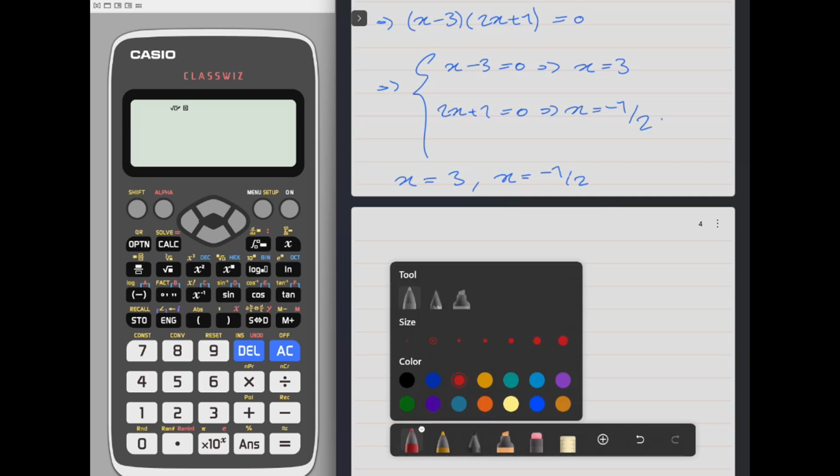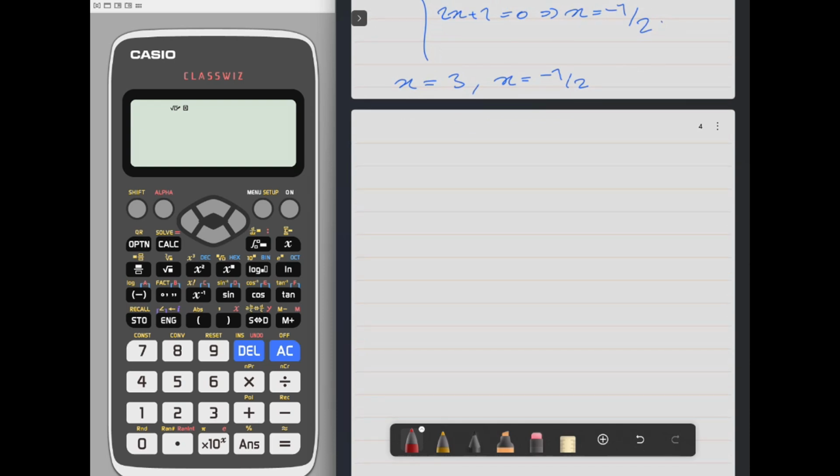So this is it. This is all that you needed to know for factorization, and just to master it, you have to do exercises, and I'll just leave it to you guys.